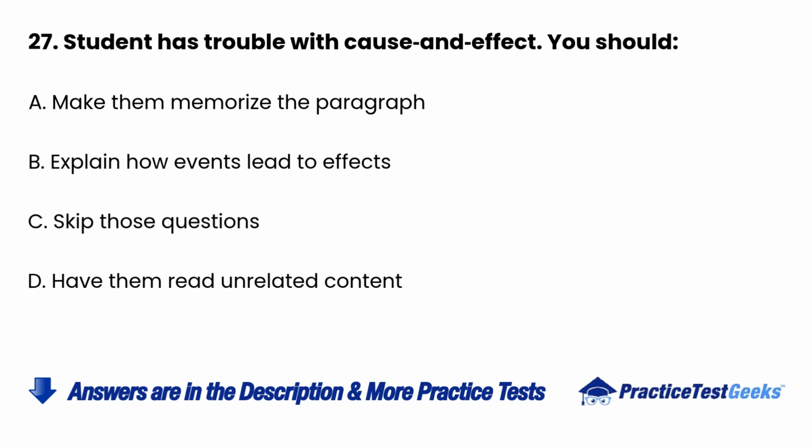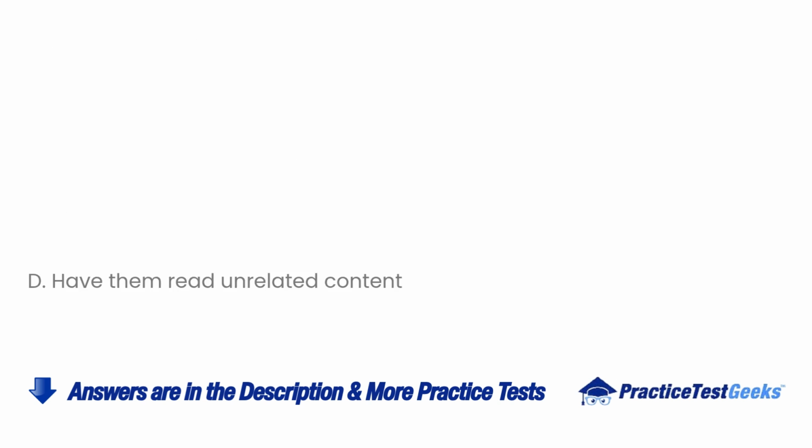27. Student has trouble with cause and effect. You should A. Make them memorize the paragraph. B. Explain how events lead to effects. C. Skip those questions. D. Have them read unrelated content.